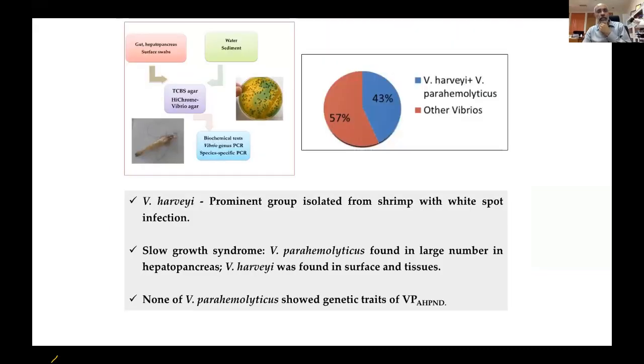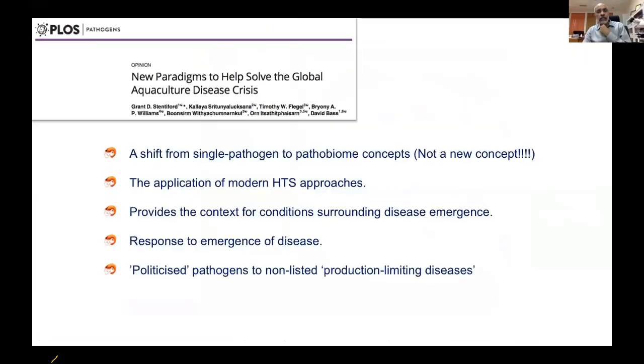So as I mentioned, you can see a large number of bacterial pathogens associated with that. Then we looked into the pathobiome, which I'll just show you, because it's very preliminary; we have not completely analyzed the data. It is based on high throughput sequencing. As I mentioned, it is a shift from the single pathogen to the pathobiome concept. It is not a new concept, it's an old concept.